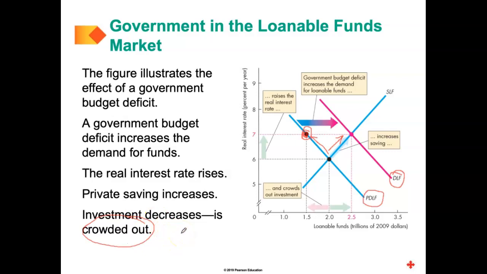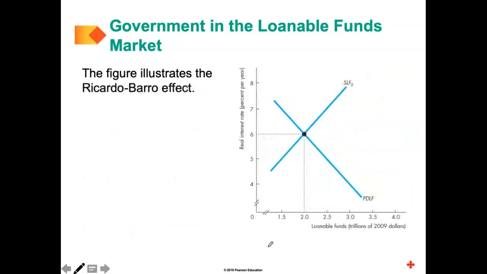The crowding out effect happens when investment in the private sector decreases because the government is running a budget deficit. When the government is running a budget deficit, generally interest rates increase. When interest rates increase, it becomes more expensive for firms to borrow. So in that sense, investment basically decreases. So that is basically the government in the loanable funds market, or how the government affects the loanable funds market. Now we have something we call the Ricardo-Barro effect, and the Ricardo-Barro effect is rather interesting.